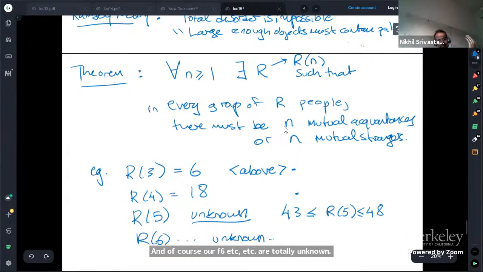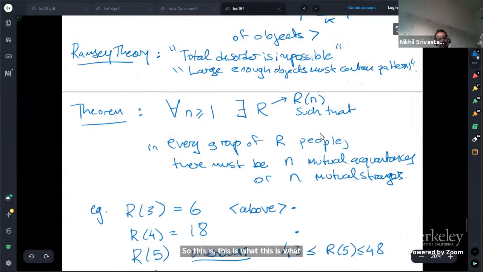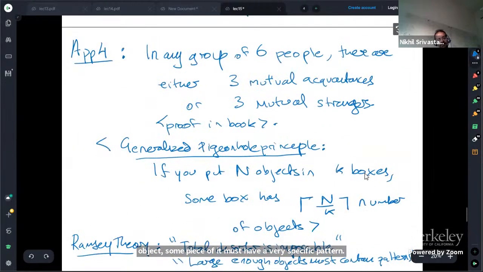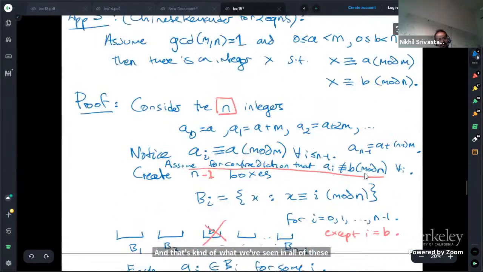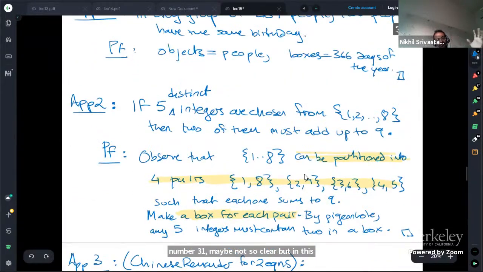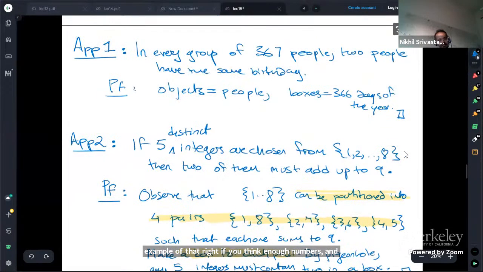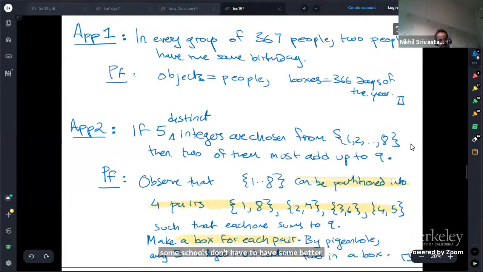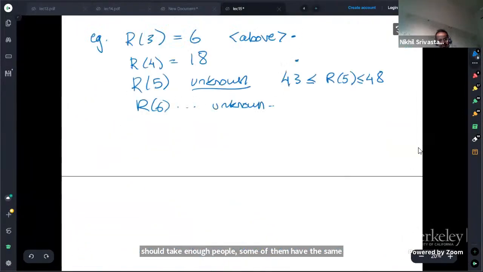So this is what I mean by total disorder is impossible. If you have a large enough object, some piece of it must have a very specific pattern. And that's kind of what we've seen in all of these applications of the pigeonhole principle. The number theory one, maybe not so clear, but this is a simple example of that, right? If you take enough numbers, then some two of them have to have some pattern. If you take enough people, some two of them have to have the same birthday. Anyway, that's all I want to say about that.